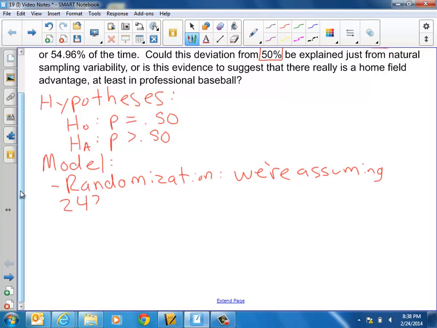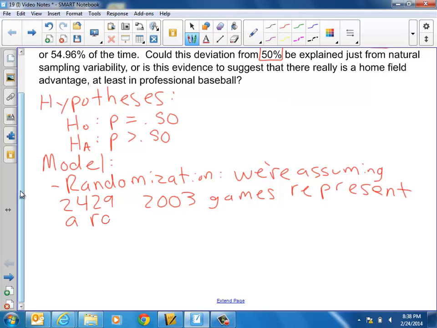the 2,429 games from the year 2003 that is, represent a random sample of all pro games, or really, yeah, we're looking at pro games here specifically. That's our population.